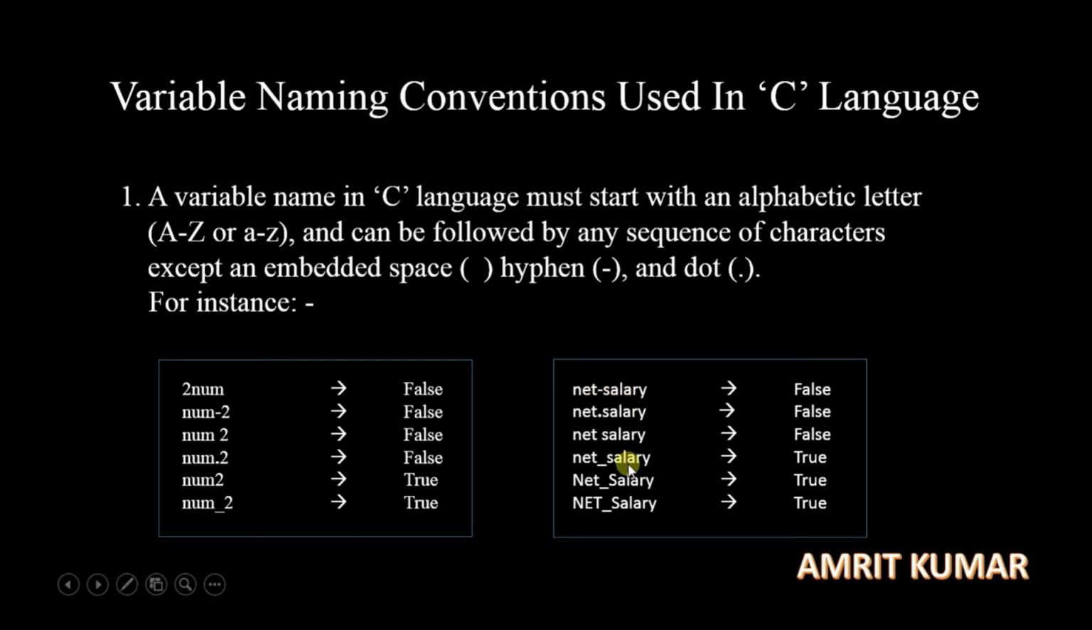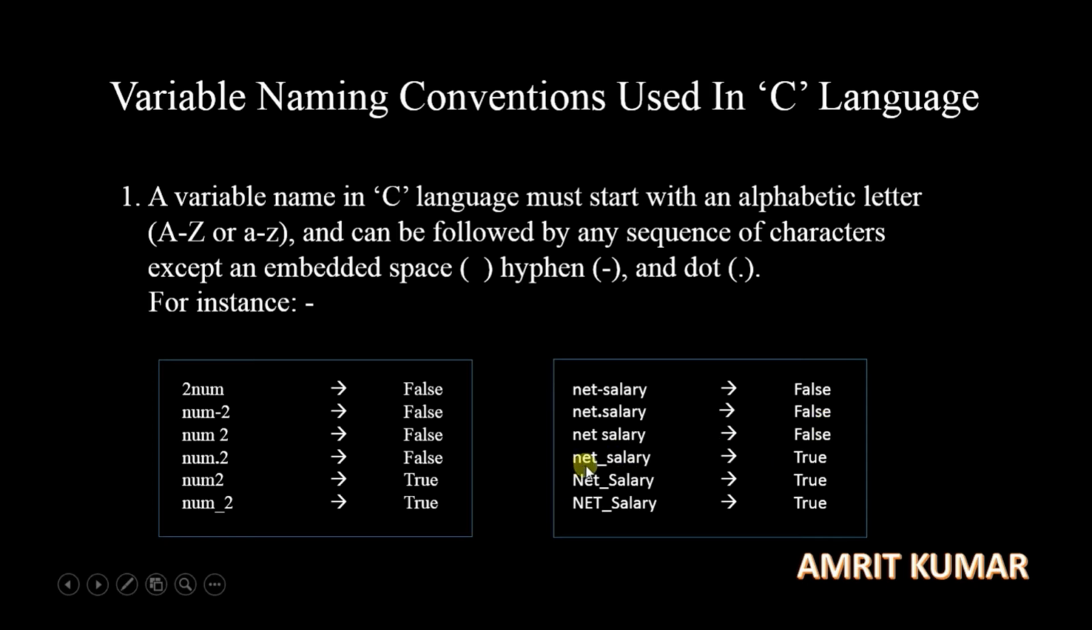Now these are all examples you can solve in a similar way. Let's look at this. Here hyphen, therefore it is wrong. Here dot, therefore it is wrong. Here space, you are not allowed to give a space in a variable name. So this is also a wrong way of declaring a variable, a wrong way of naming a variable.